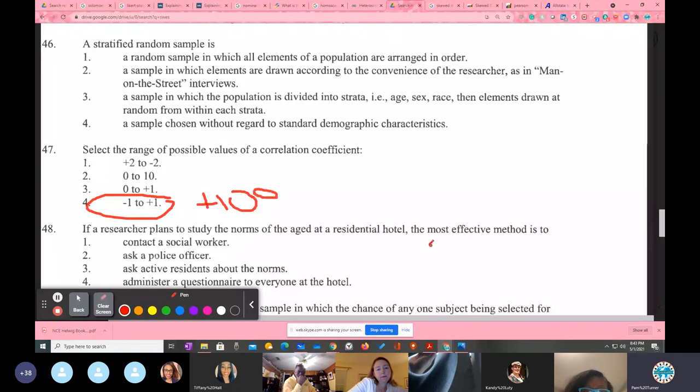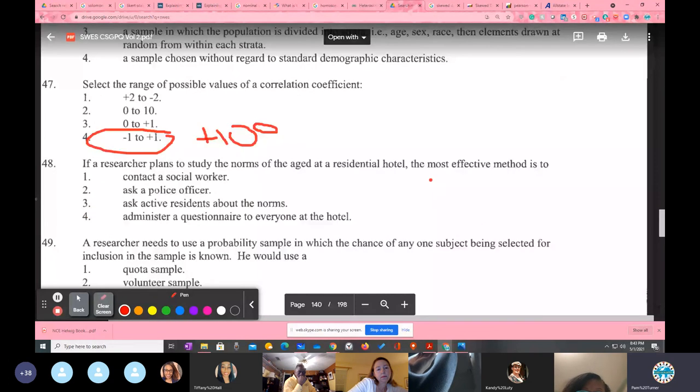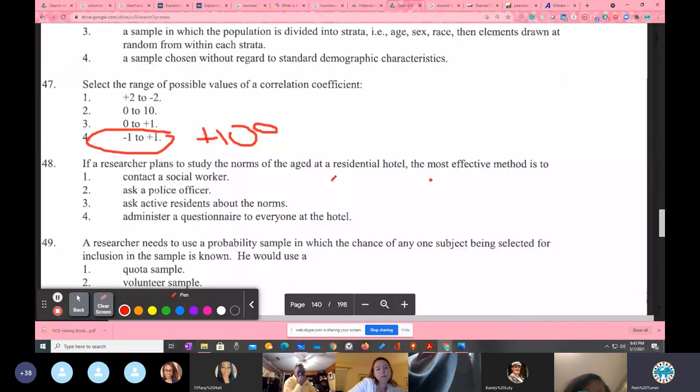Let's look at 48. If a researcher plans to study the norms of the aged at a residential hotel, the most effective method is to what? You're trying to study the norms of the aged at a residential hotel. They live there. The norms are what they normally do. What would be the most effective means? Contact a social worker, ask a police officer, ask active residents about the norms, or administer a questionnaire to everyone at the hotel.